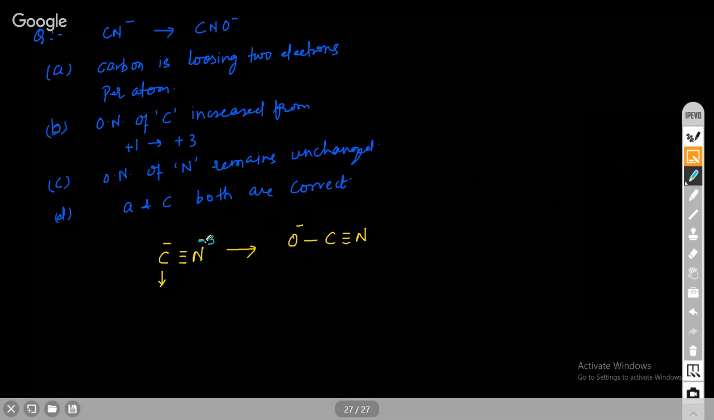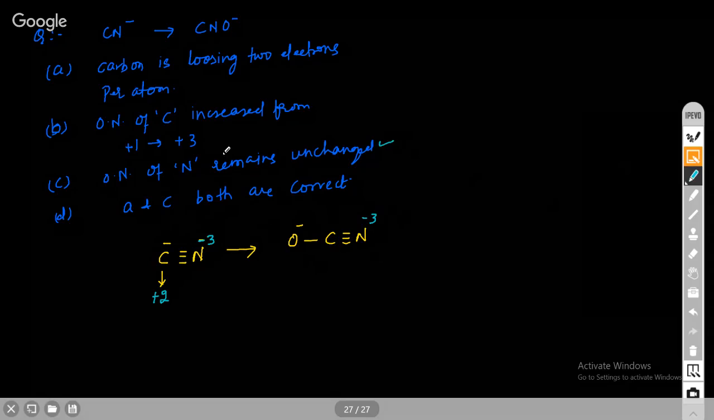Why minus here? Because nitrogen is more electronegative. So -3 on nitrogen, so +3 on carbon, and the minus sign we already have on this carbon. So carbon will have +2 oxidation number here. Similarly, here nitrogen will be at -3 only, triple bond, so -3, no change. So first of all, the oxidation number of nitrogen remains unchanged. So option C is correct.